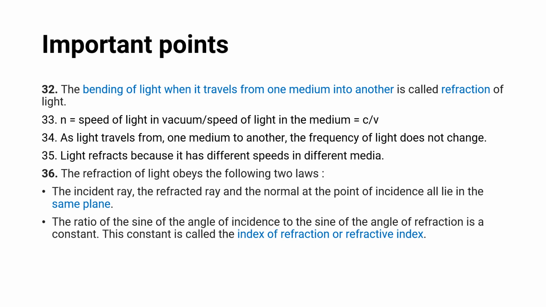The refraction of light obeys the following two laws. Number 1: the incident ray, the refracted ray and the normal at the point of incidence all lie in the same plane. Number 2: the ratio of the sine of the angle of incidence to the sine of the angle of refraction is constant, and this constant is called the index of refraction or refractive index.